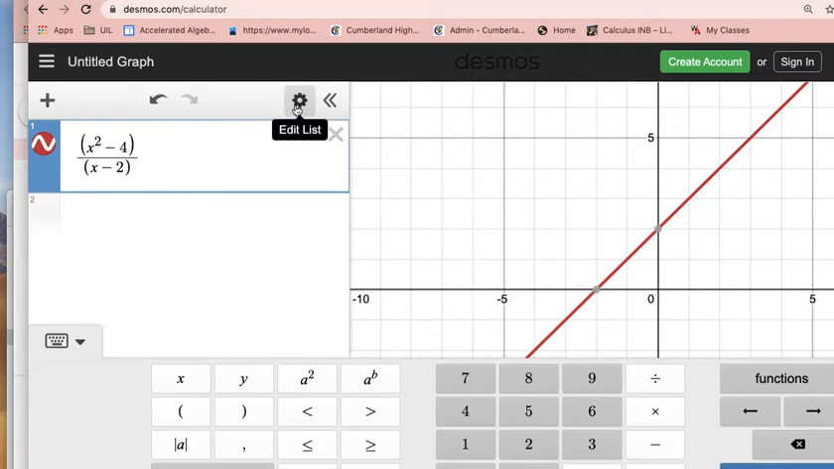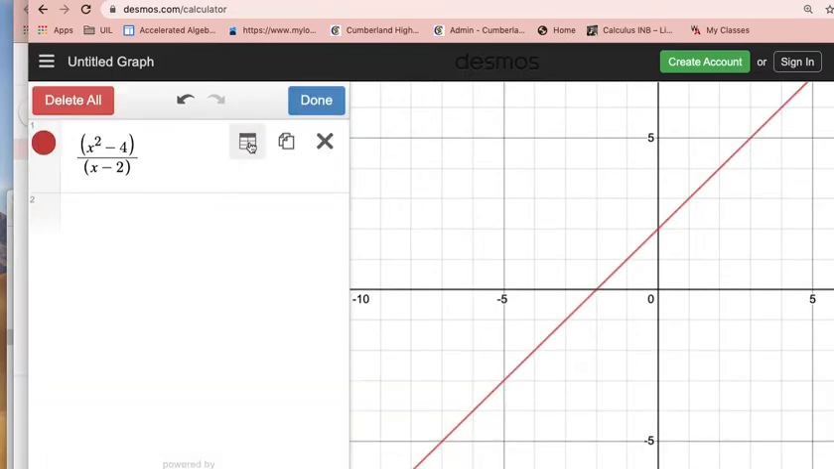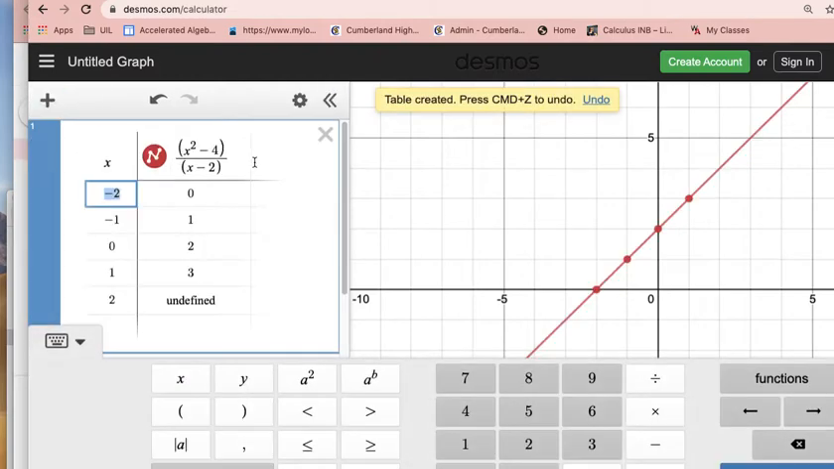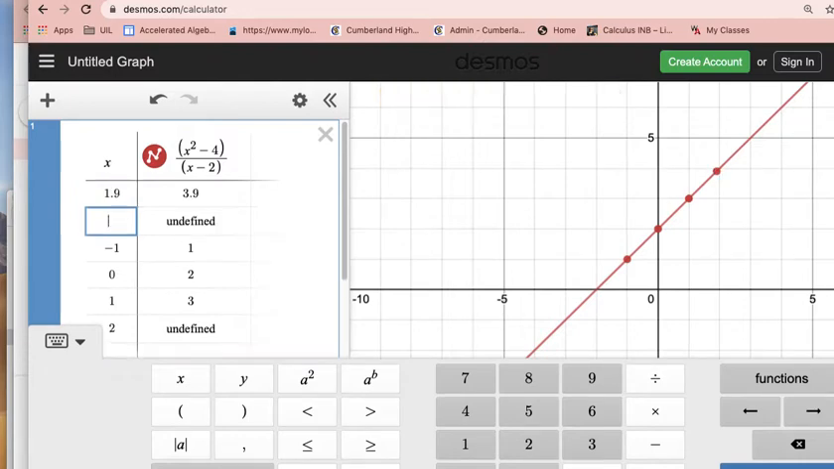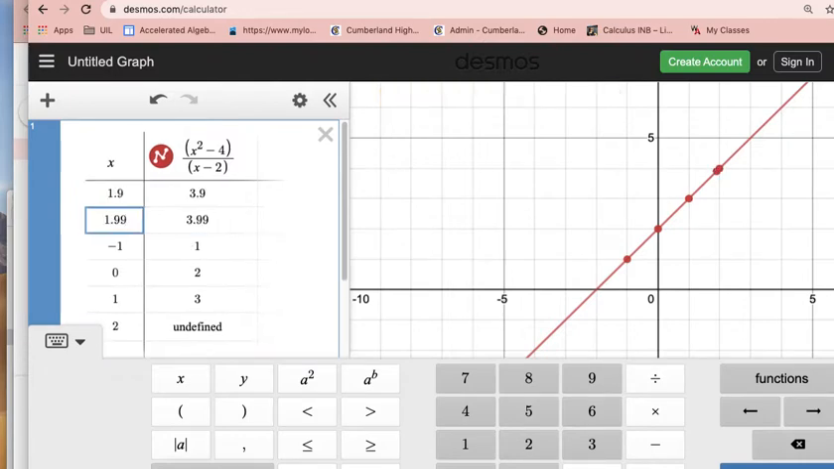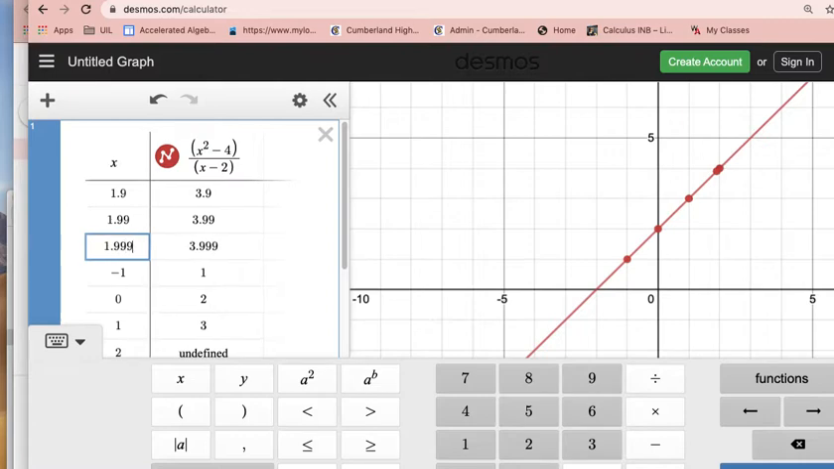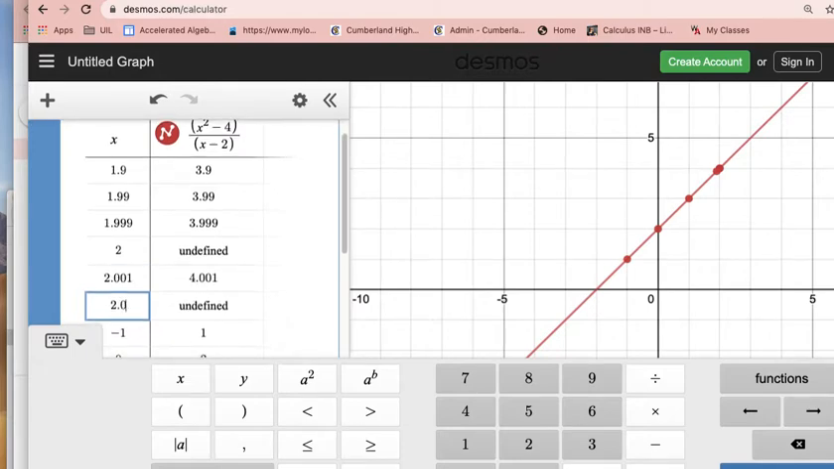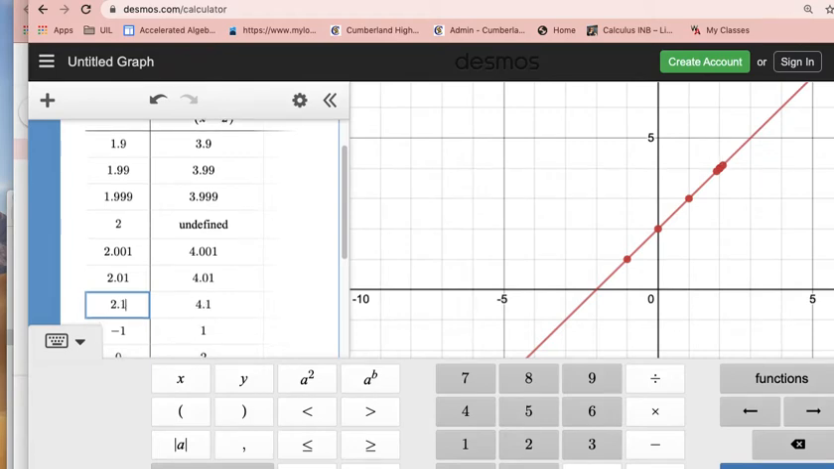I'm looking at a table. So if you click this settings thing, you can convert this to a table. And you can type in the x values we want. So we have 1.9, 1.99, 1.999, and at 2, it won't even give me an answer. Oh, but I don't care about that. I care about what's happening on either side of 2.